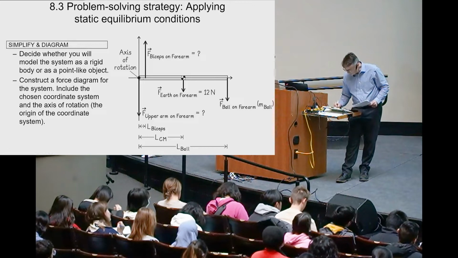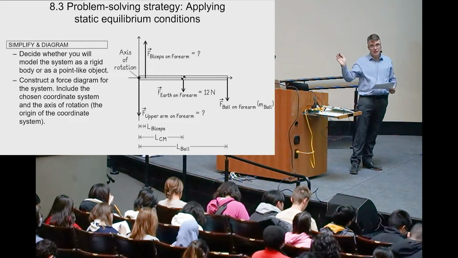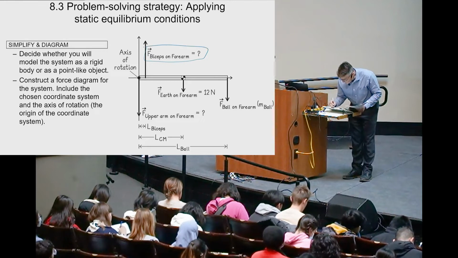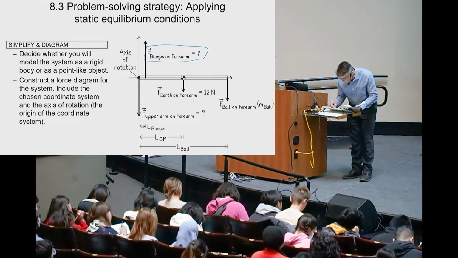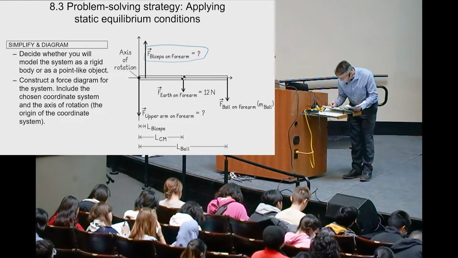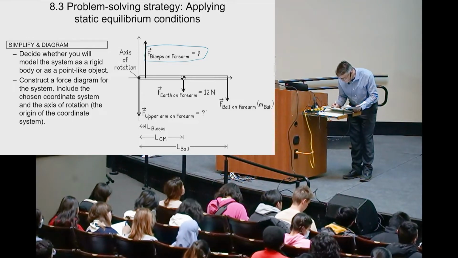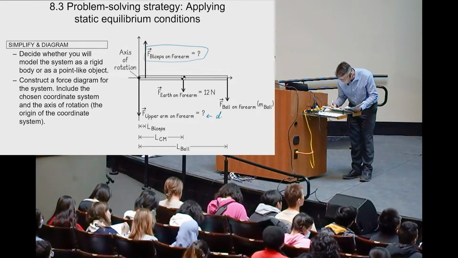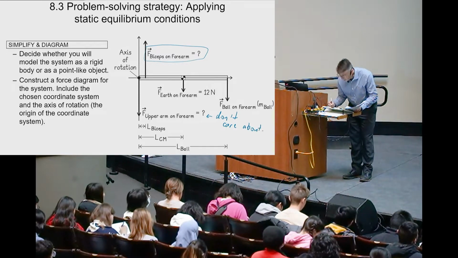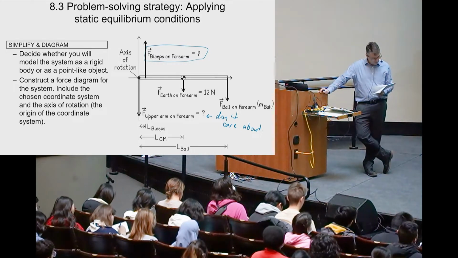Next step is simplify and diagram. So now we've redrawn the object as just being a rectangle with all the forces acting on it at the places they're acting. So this is the force we're trying to find of the biceps and the forearm. There's the force of the earth on the forearm. The gravity force is 12 newtons. The gravity force of the ball. And then some force of the upper arm and the forearm, which we don't know, but we don't care about. And whenever I don't care about a particular force, I like to put the rotation axis there, because then the torque is 0 on it. It doesn't come into the torque equation.